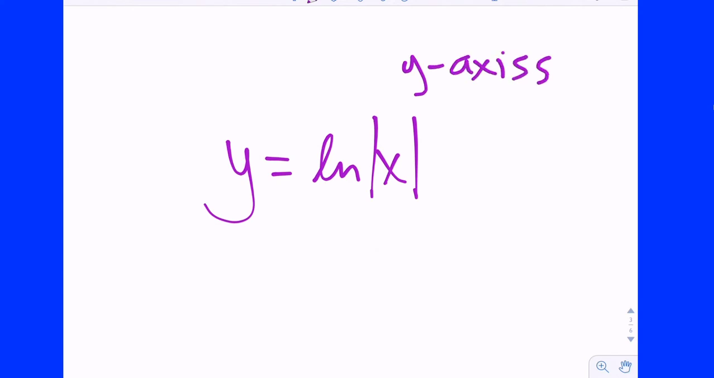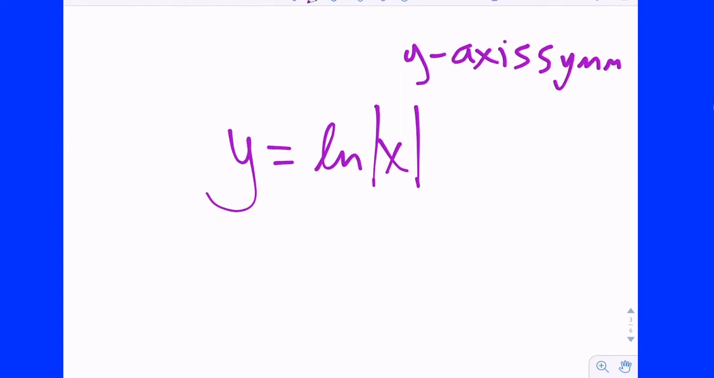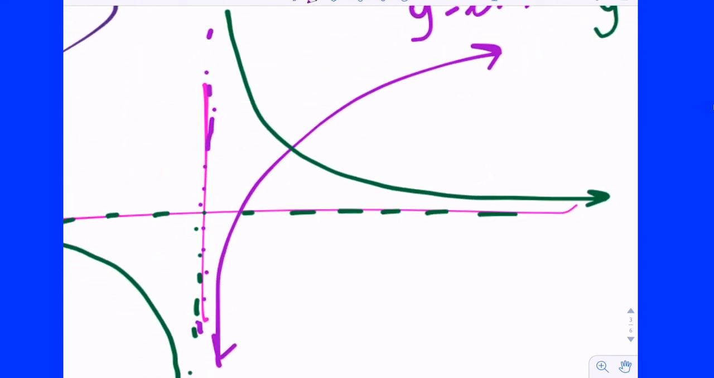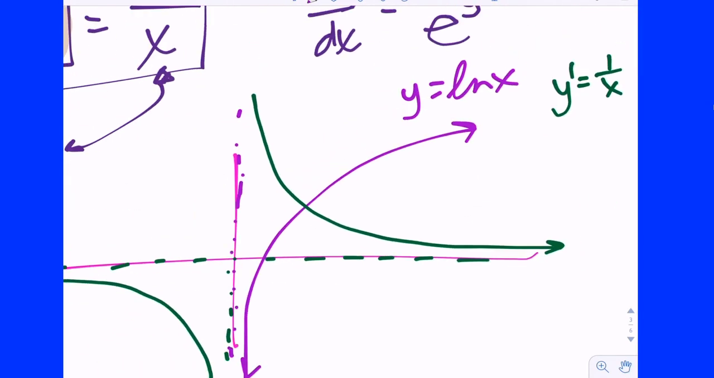Because remember, y-axis symmetry means positive x's and negative x's graph the exact same way. And because this is taking the absolute value of your x, the natural log of the absolute value of 1 should equal the natural log of the absolute value of negative 1. The natural log of the absolute value of 2 is the same as the natural log of the absolute value of negative 2. So at 1 and negative 1, they're going to have the same y value. At 2 and negative 2, they're going to have the same y value.